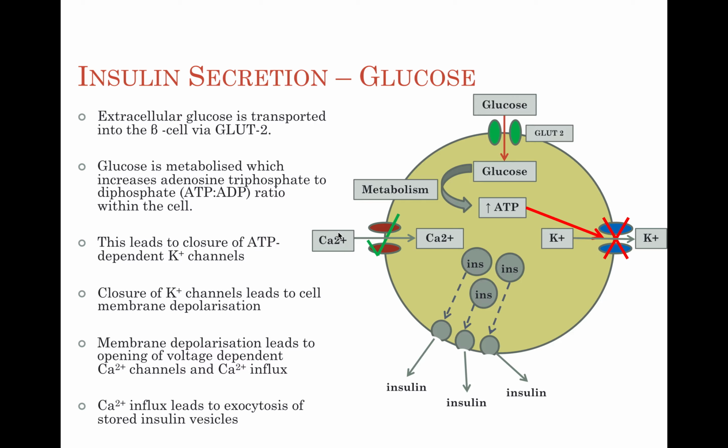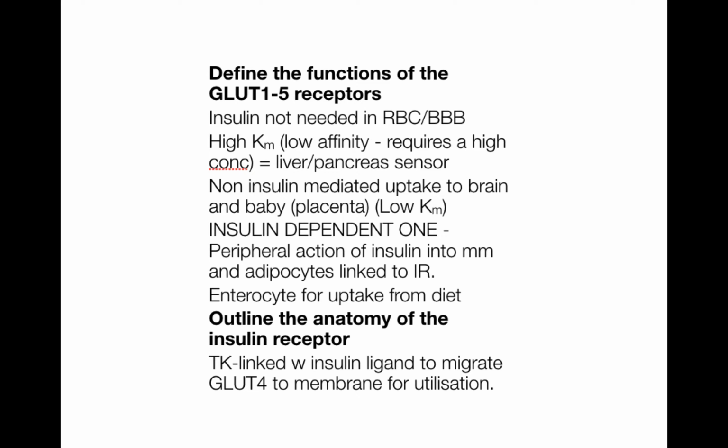And you have voltage-gated calcium channels, so depolarization turns on the voltage-gated calcium channels, calcium comes in, and calcium is a cofactor that causes exocytosis. You see that at the synaptic bulb. So calcium comes in, these vesicles are full of insulin, this calcium influx causes the vesicles to fuse, and insulin is released. So that's how raised glucose causes the release of insulin at the beta cells. And then a quick nod to the GLUT receptors. So GLUT1, GLUT2, GLUT3, GLUT4 and GLUT5. So GLUT1, insulin is not required and it's seen in red blood cells and the blood-brain barrier.